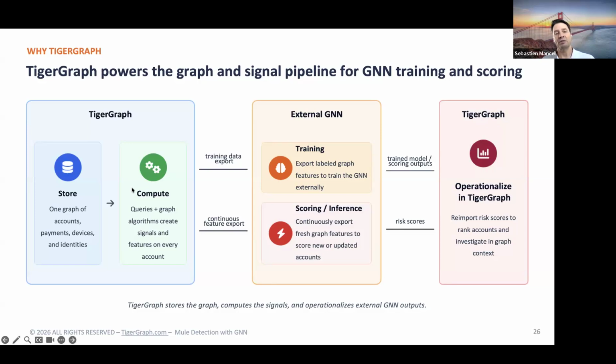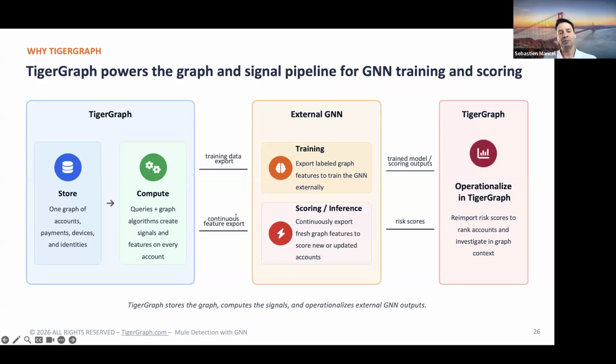Second, TigerGraph sends the updated transaction data for scoring and inference. We export these fresh graph features for new and updated accounts. Then the GNN scores these accounts and produces a risk score. These scores are then brought back into TigerGraph, attached to the account, ranked by investigators, and viewed in the full graph context.